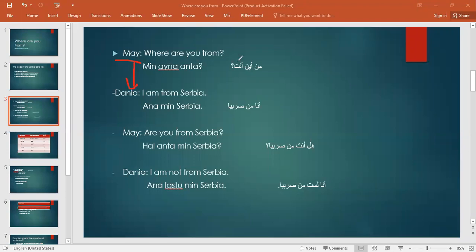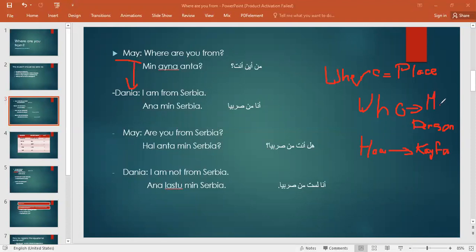First I have to demonstrate something here. We need to know that where, in Arabic, we use it to ask about a place. In the lesson that we took last week, we took two kinds of WH questions. We have who. We use who only to ask about a person. And we have also how. We use it to ask someone about his current status. Actually, it means kaifa. Also here, we have who, which means man, when we ask about a person.